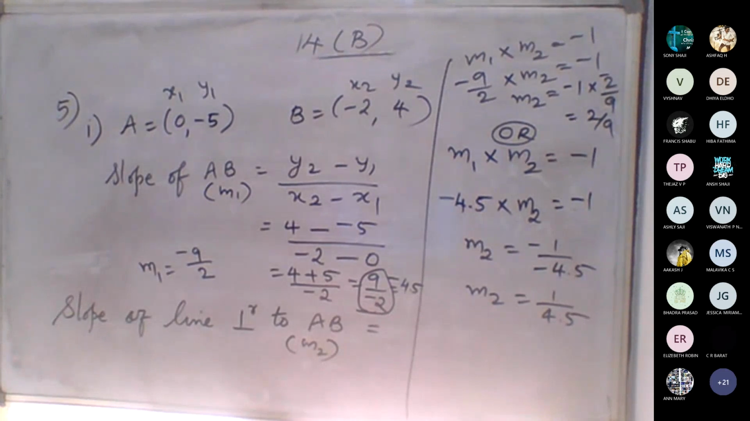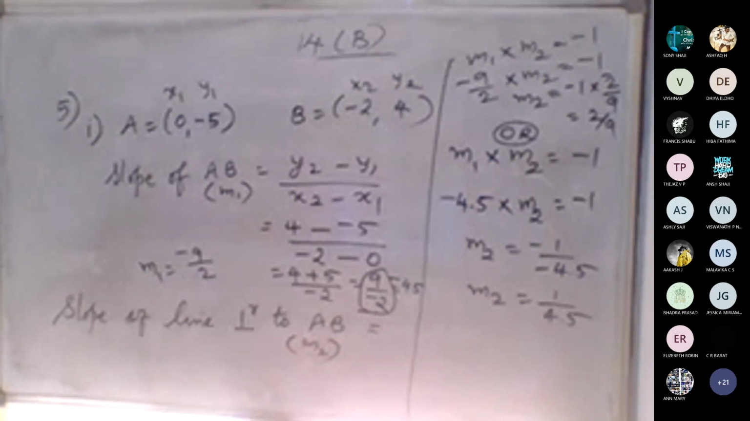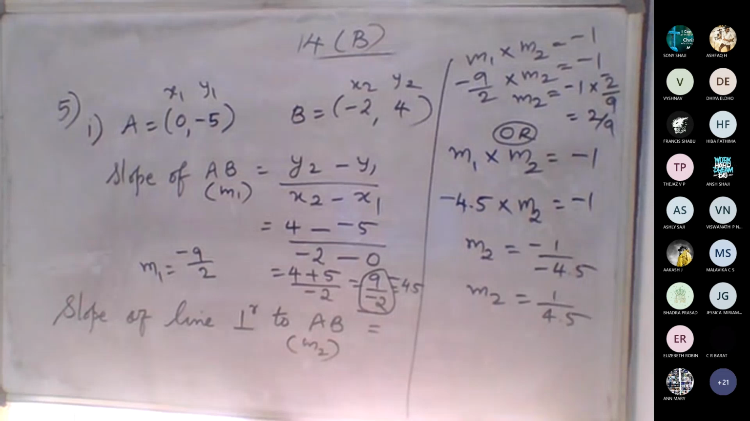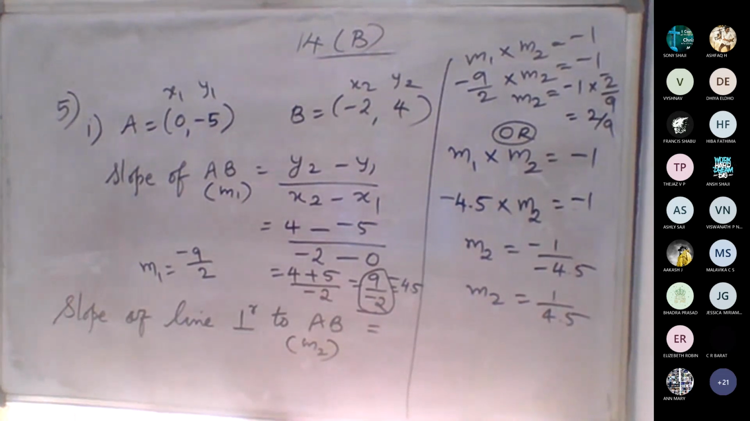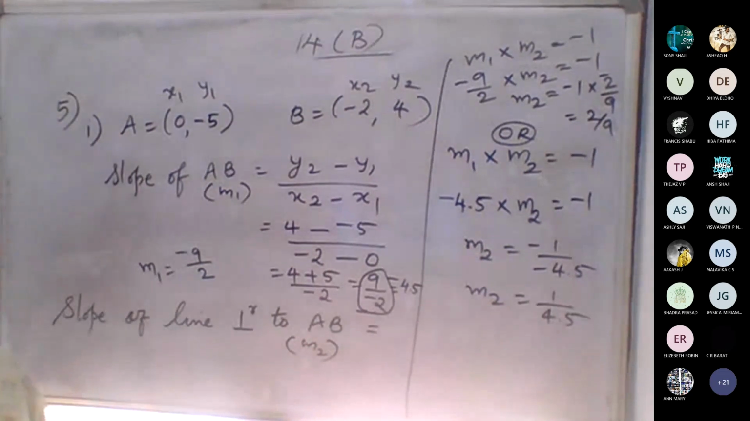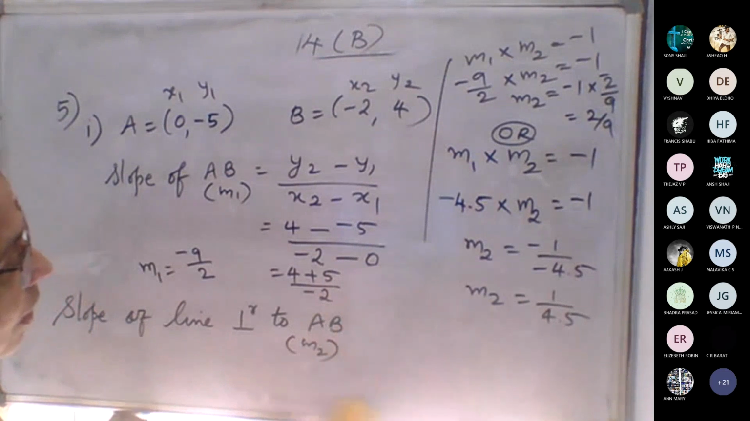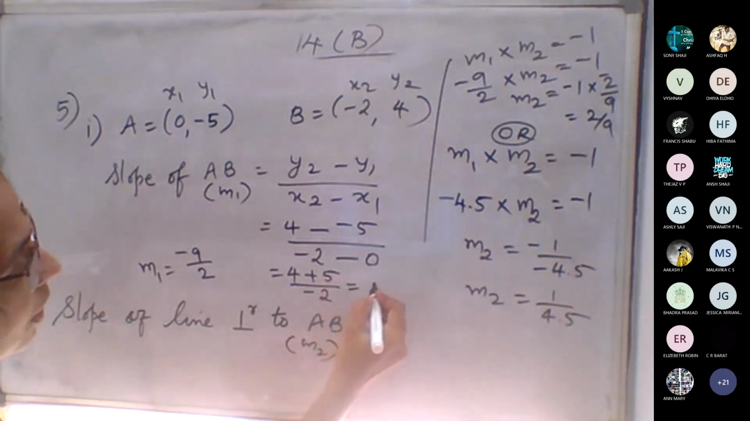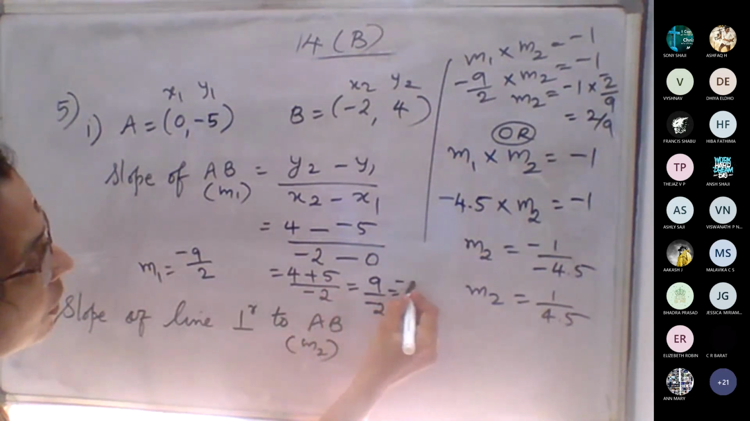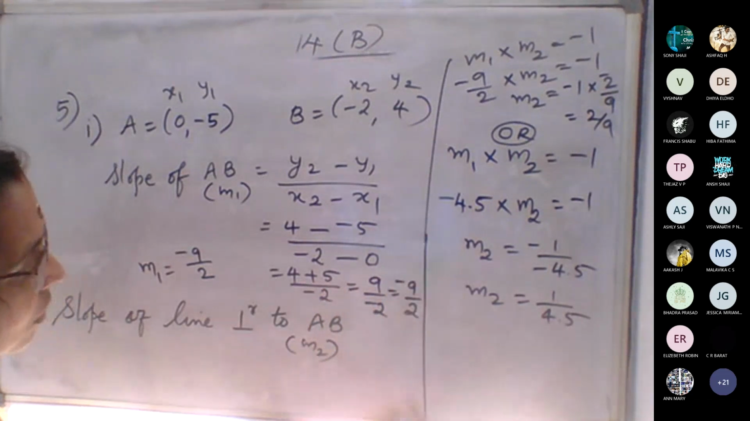Understood? What about the answer, decimals or fractions? Write the answer in that way; we can follow it. The slope is 2 by 9. Okay. Here it will be 9 by negative 2, that is negative 9 by 2. No need of decimals. Okay.